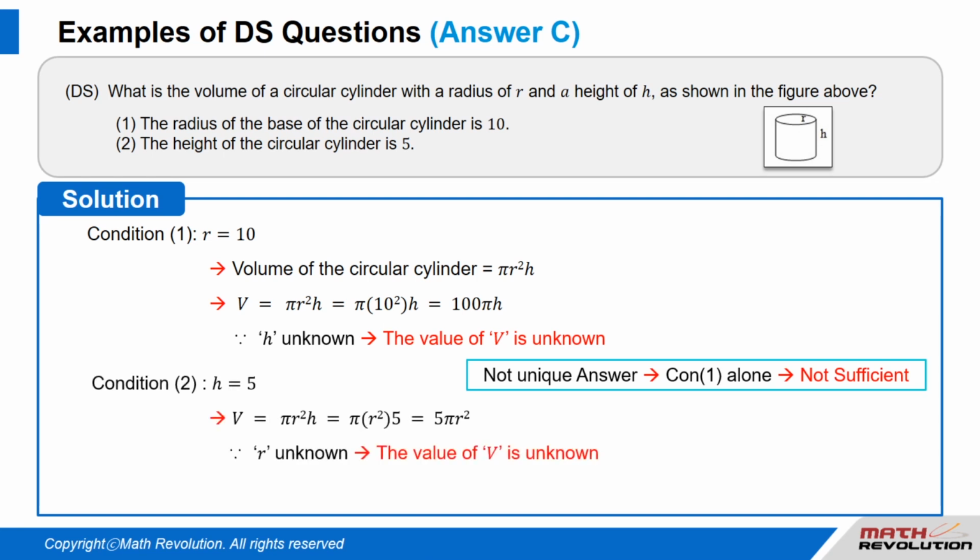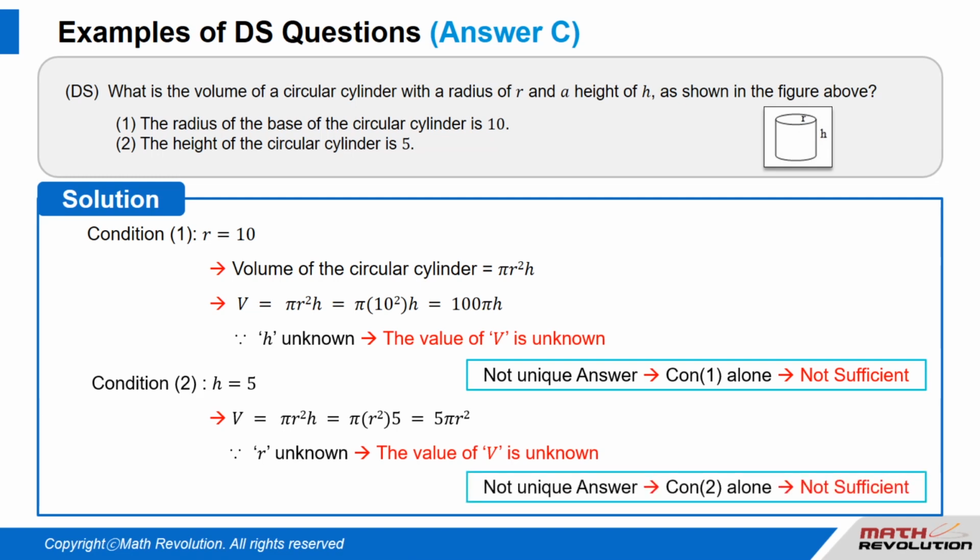Condition 2 tells us that h equals 5. Then we get V equals pi times r squared times h, which equals pi times r squared times 5, equals 5 times pi times r squared. Since we do not know the value of r, we cannot uniquely determine the value of V. So this condition is not sufficient.